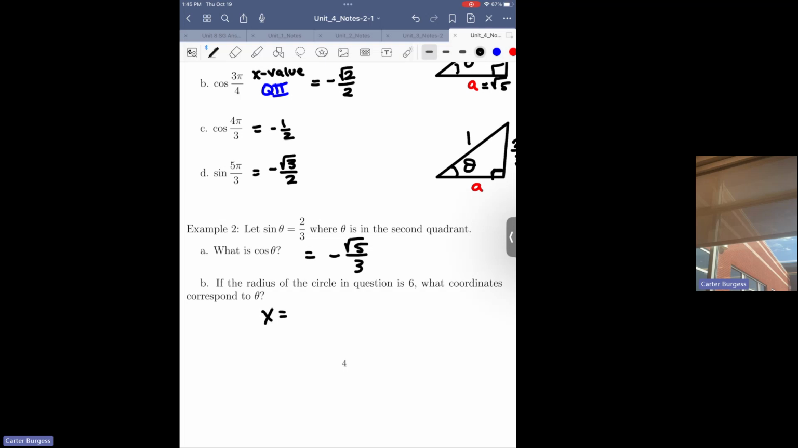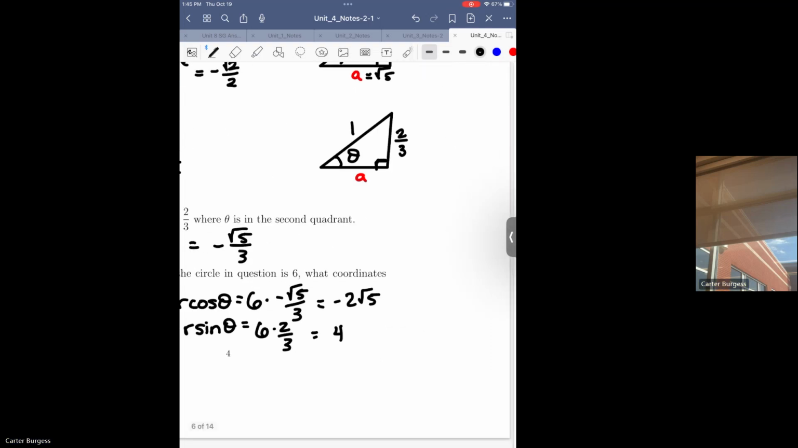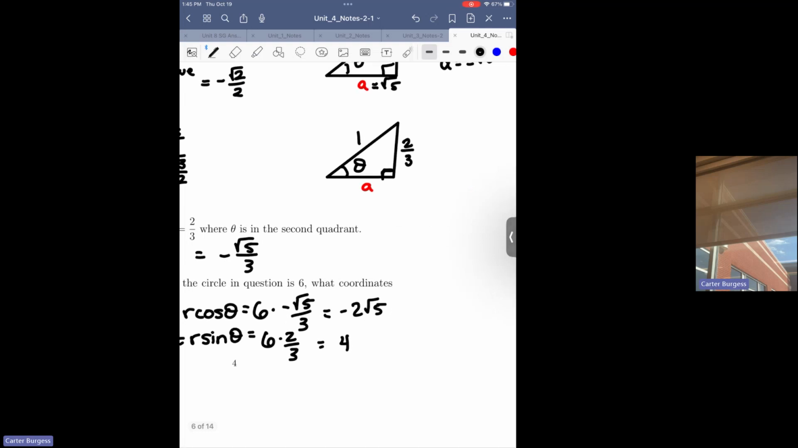So x equals r cosine of theta, which is 6 times negative root 5 over 3, and y is r sine of theta, which is 6 times 2/3. For my x value, I get negative 2 root 5, and for my y value, I get 4. And so the coordinates x comma y, negative 2 root 5.